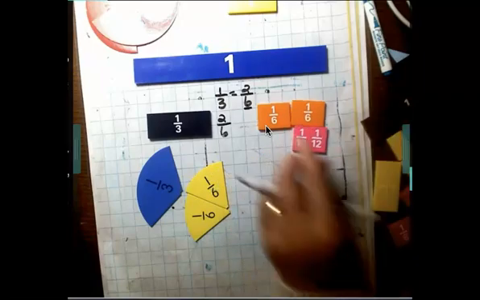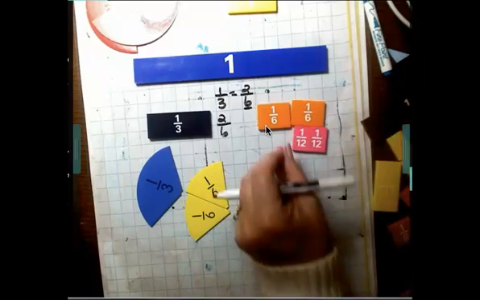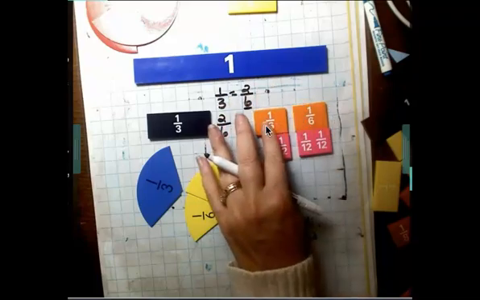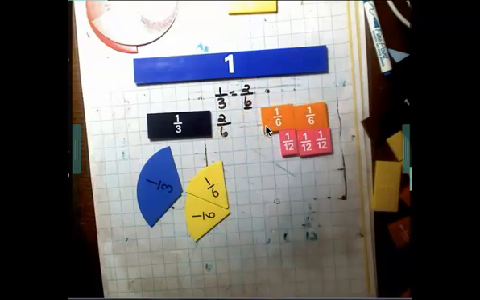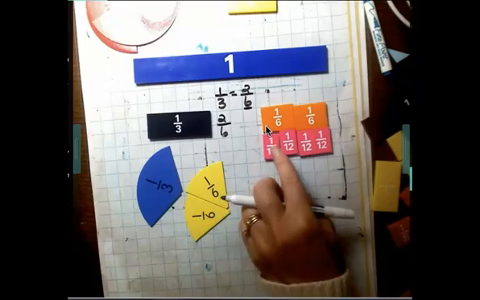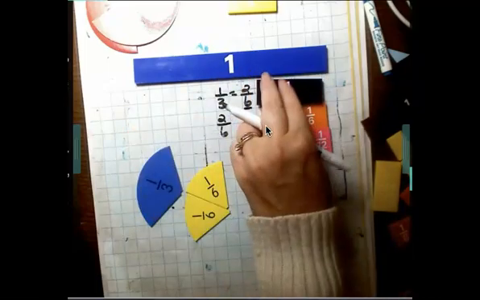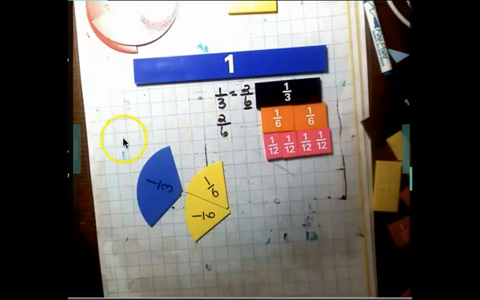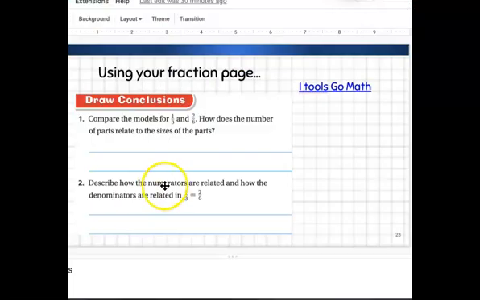Well, can I make equivalents with my 12ths? Well, look at that. 1/6 is equivalent to 2/12ths. So 4/12ths would be equivalent to 1/3. Describe how the numerators are related. Again, they're related because this was a larger piece, this 1/3, so I needed more of these smaller pieces to make it.